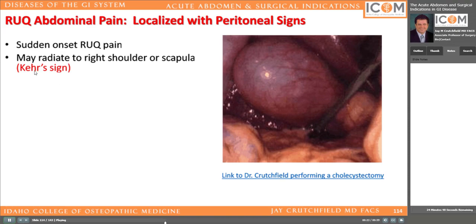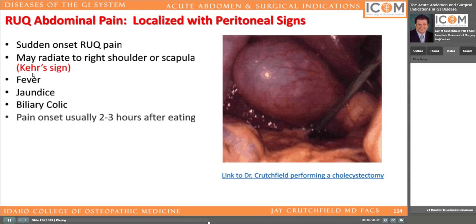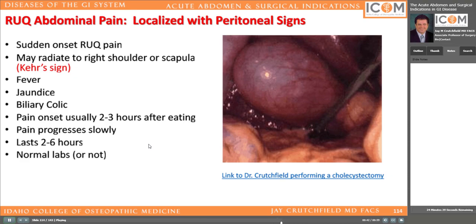They can present with fever, jaundice, or biliary colic. The pain onset is usually an hour to 3 hours after eating. The pain progresses slowly, getting worse with time, and it lasts between 2 to 6 hours. It's not uncommon to wake patients up from their sleep. Sometimes the labs can be normal, but usually they present with an elevated white count and sometimes a bump in the liver function enzymes, but not always. 80% of patients will have gallstones on ultrasonography, and the treatment is a cholecystectomy.